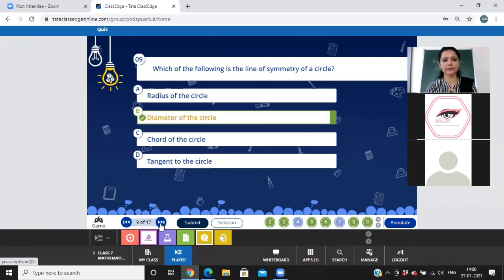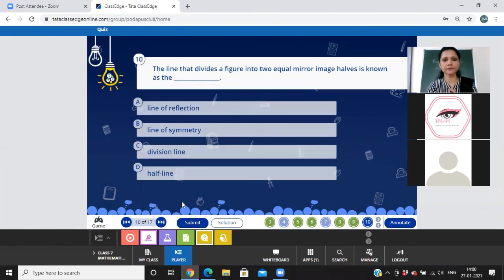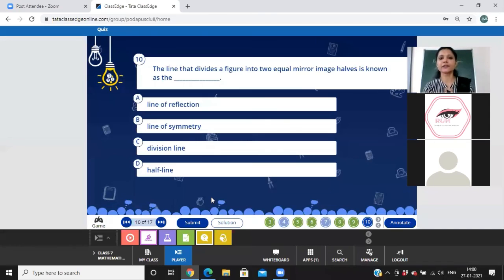Next. A line that divides a figure into two equal mirror image halves is known as the line of symmetry. Very good. A line of symmetry divides an image into two similar halves. It's correct.